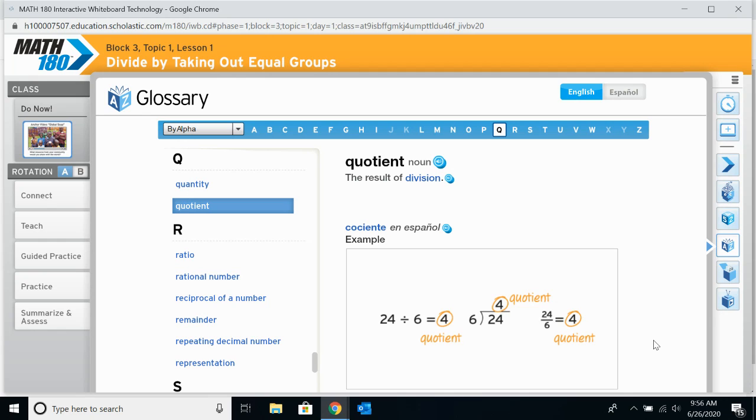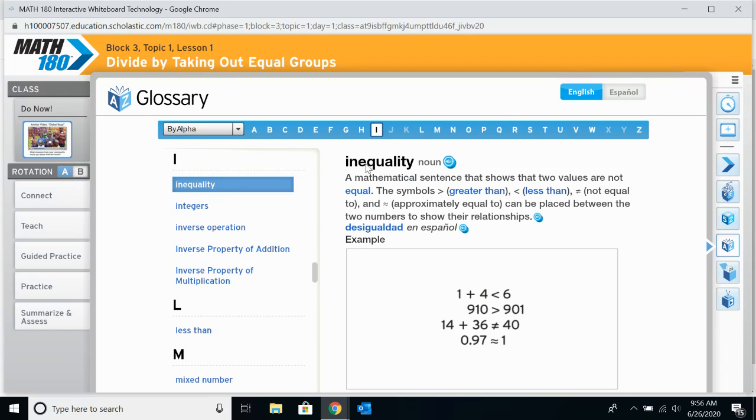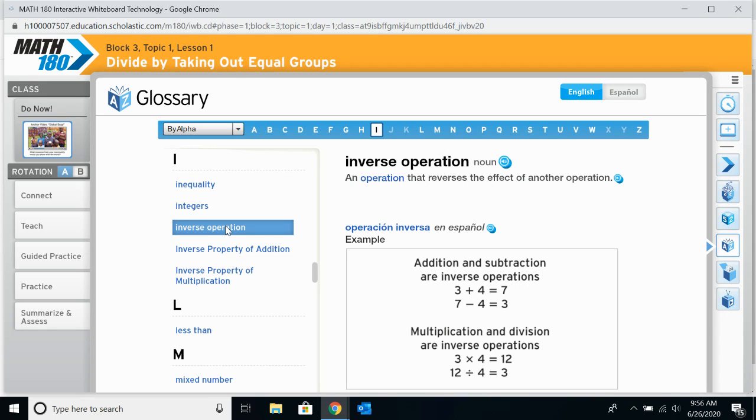All right, the next one is inverse operation. Here is the definition of inverse operation: an operation that reverses the effect of another operation. Here's the example. Addition and subtraction are inverse operations, meaning they're opposite, right? So 3 plus 4 equals 7. The inverse of that is 7 minus 4 is equal to 3, or 7 minus 3 is equal to 4.